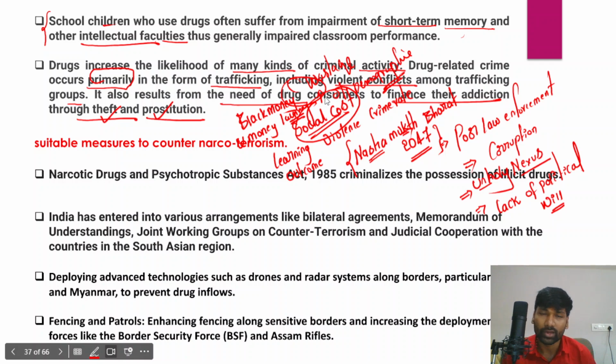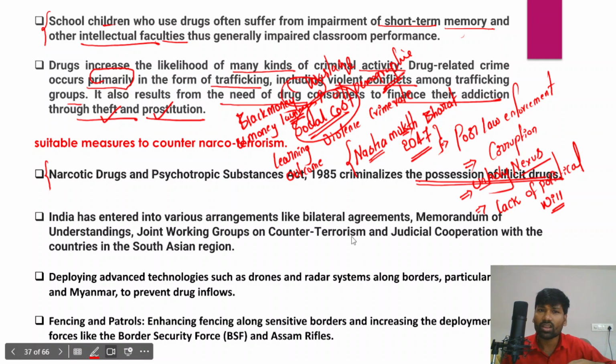Now, what are the suitable measures that were already taken by the government to control or to counter narco-terrorism? There is a very famous legislation, the Narcotic Drugs and Psychotropic Substances Act of 1985. This legislation was formulated by the Union government in 1985 with the aim of criminalizing the possession of illicit drugs, drug trafficking, possession of drugs, and consumption of drugs. All these things are criminalized by the Narcotic Drugs and Psychotropic Substances Act of 1985.